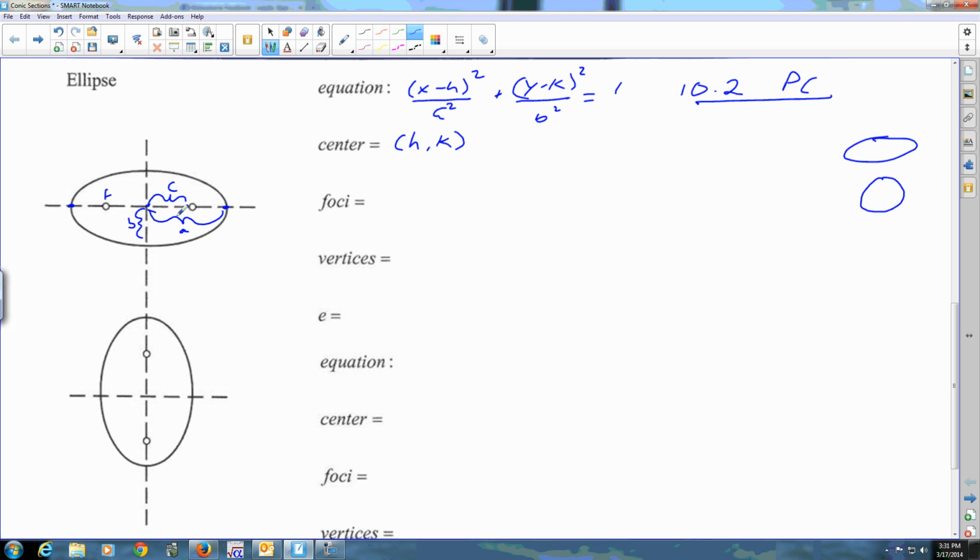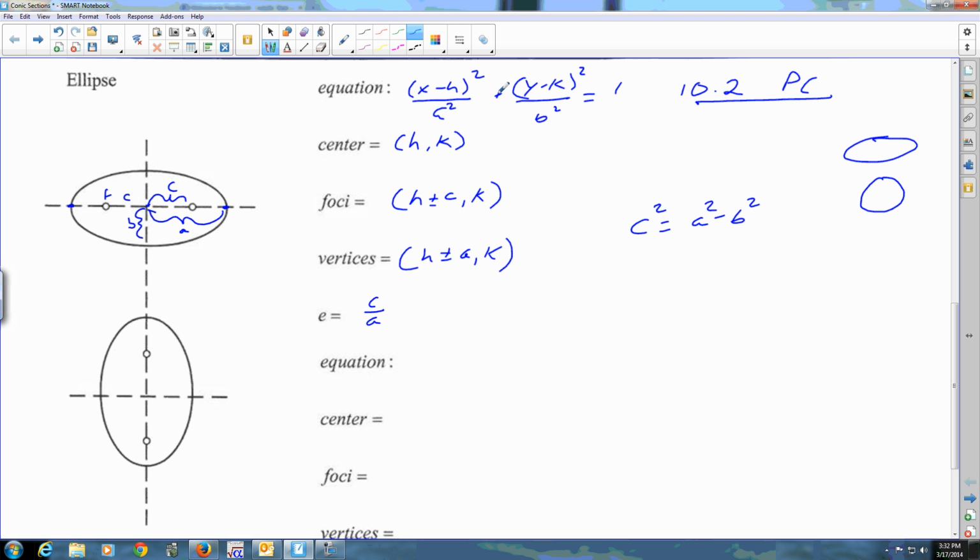All right, so here goes. To get the foci, I move left and right the amount c. So when the ellipse is opening this direction, the foci are (h plus or minus c, k). The vertices are going to be (h plus or minus a, k). And your eccentricity, and we'll explain a little more about this later, is c divided by a, where c is calculated as the square root of a squared minus b squared.